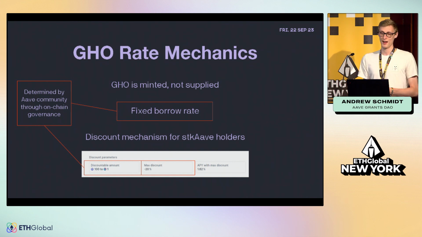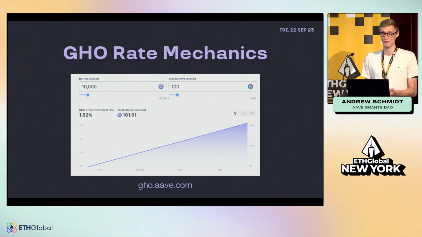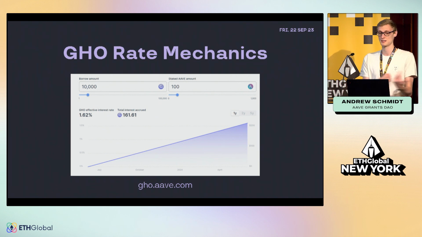So in this example, the APY with the max discount is 1.6%, and this is basically if you hold the maximum amount of staked Aave that Aave governance has set, this is the discount that is applied to the borrow rate. And definitely the easiest way to understand this, if you want to dive deeper into this model, is just to experiment with it yourself. So on go.aave.com, this is the testnet website for Go. And on this website, there's actually a calculator on the Go reserve page where you can input amounts of staked Aave and Go, and you can model out exactly what the effective interest rate is and the amount after a certain amount of time.